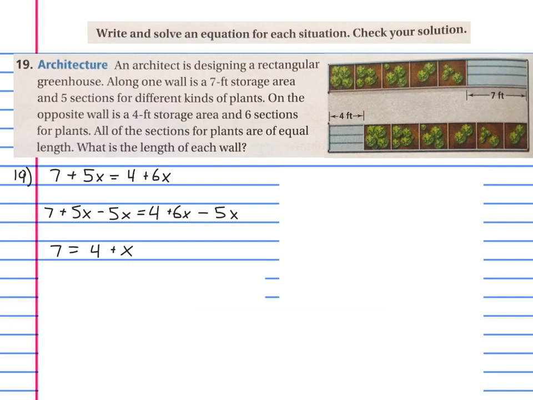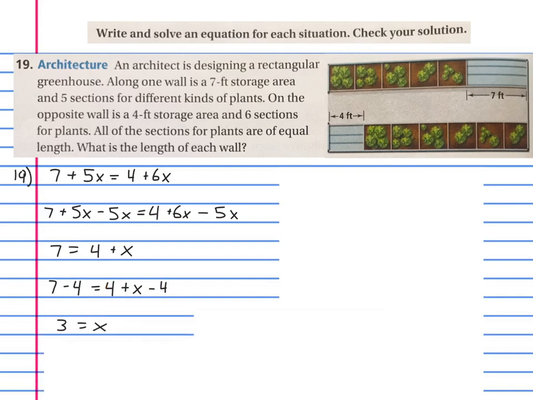So, again, these two cancel out, leaving just the 7 on this side. These two combine like terms to be 1x or x, so we got 4 plus x. How do we finish this? The last thing we need to do is undo this plus 4 with a minus 4 on both sides. We take 7 minus 4, and that's equal to 4 plus x, what was already there, minus 4. Okay, these will cancel out. Now, 7 minus 4 is 3, and that's equal to x.